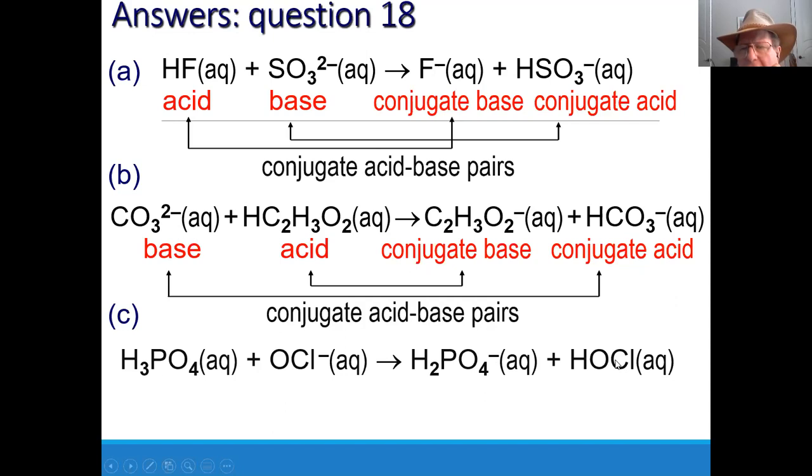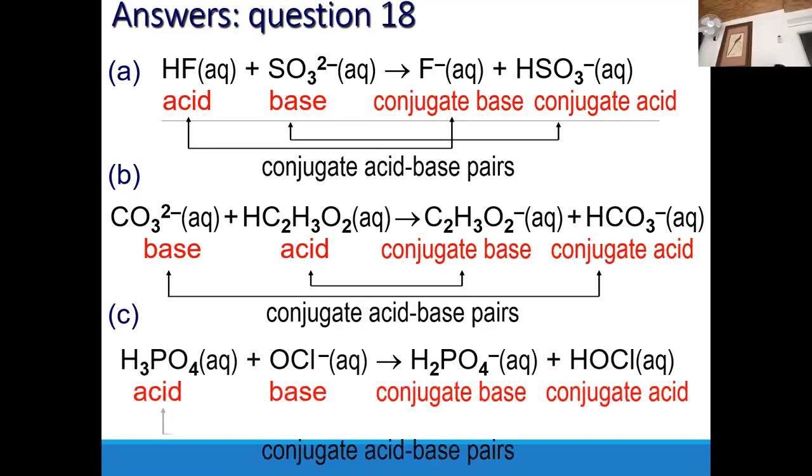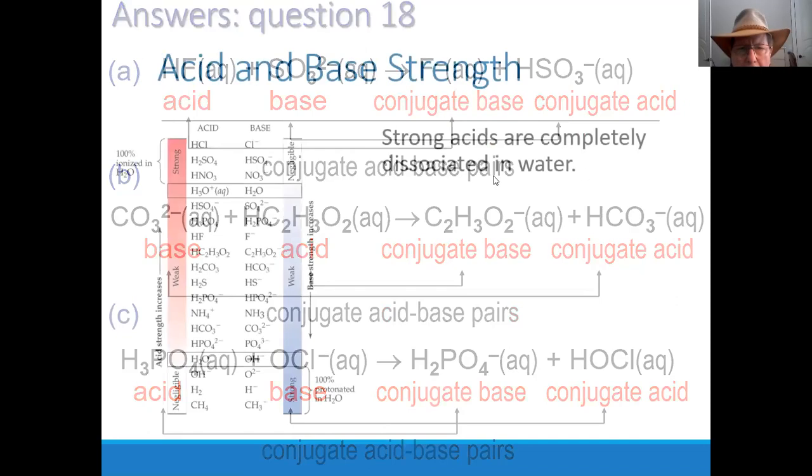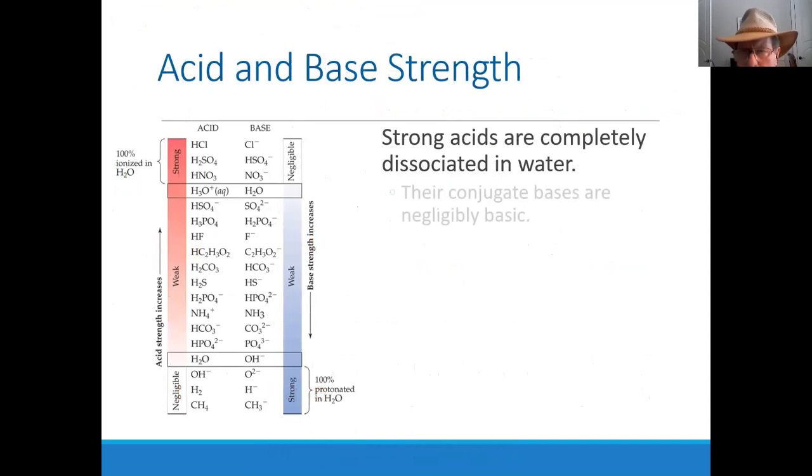So if HOCl is donating the hydrogen, does that make the HOCl the conjugate acid or the conjugate base? Would it be the conjugate acid? It's the acid because it's donating the proton. Jennifer, what is accepting the proton? That one that you're pointing to, the H2PO4 minus? It's accepting it, so it is the conjugate base. Are we good, guys?